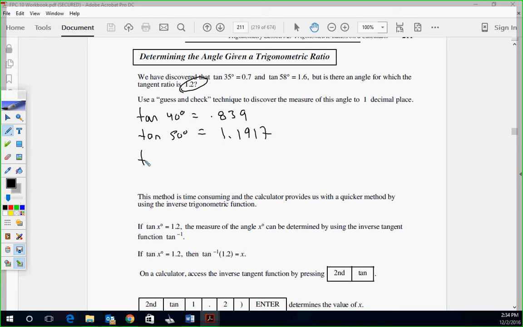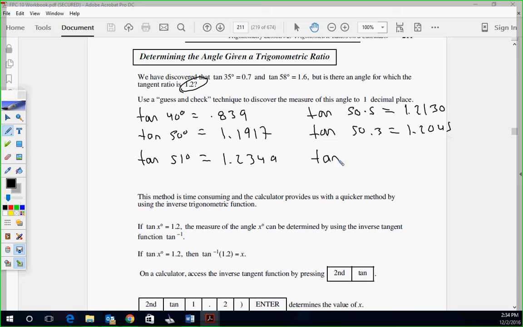If we try 51, I get 1.2349. So I'm really close here. It's between 50 and 51, so I'm going to try a couple decimals. We're going to keep going though. We don't want to round. We want to get as close as we can. This is 1.21. What'd you say, Seth? Yeah, 50.3 is really close. And 50.1 is really close as well.